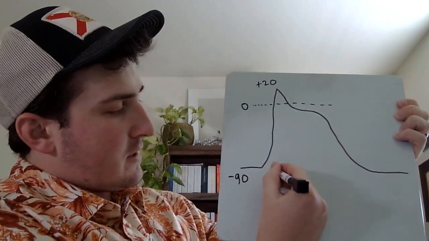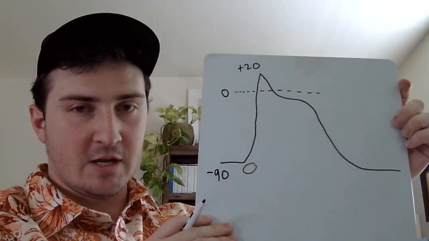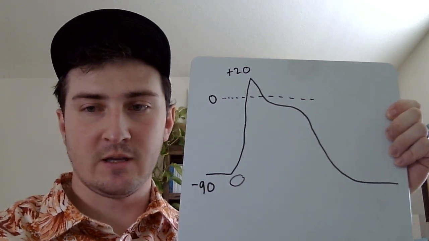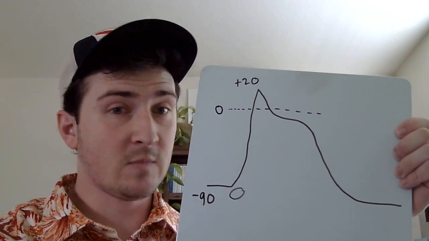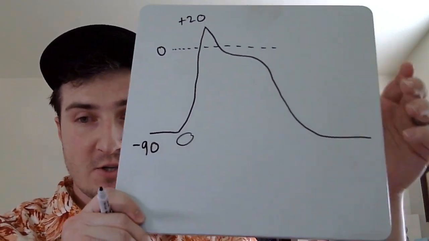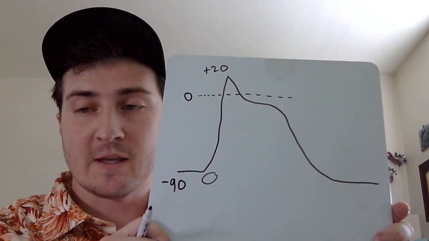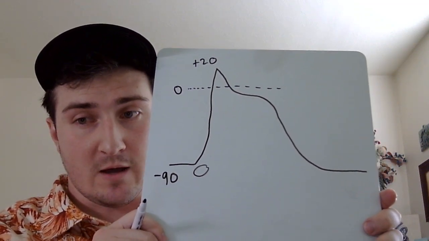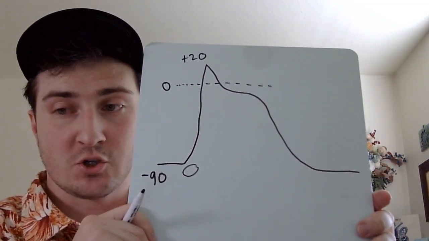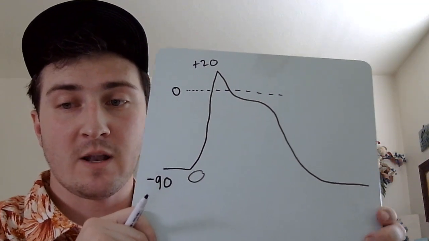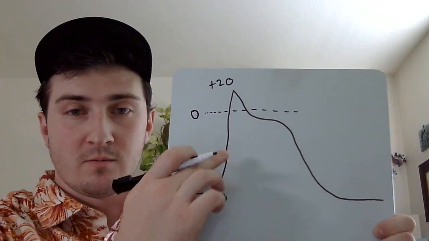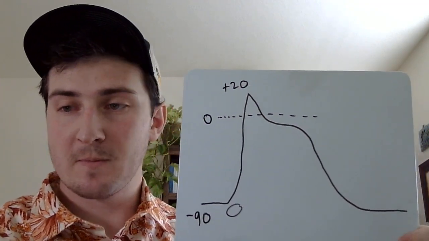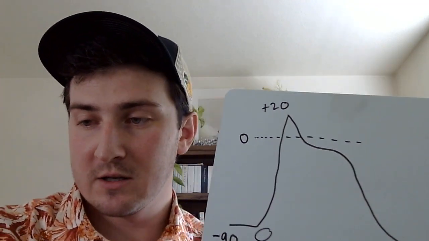So our first one is going to be right here, 0, depolarization. And that's essentially where our voltage-gated sodium channels are going to open, and that's going to cause an influx of sodium ions, and our membrane potential will rise from -90 to about +20, right up here. So this depolarization is how we get started.